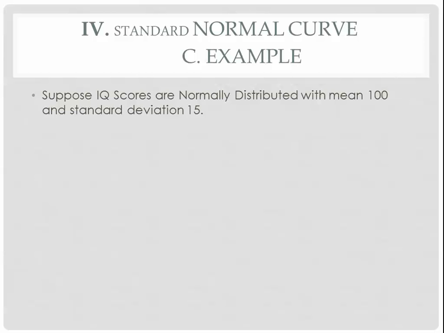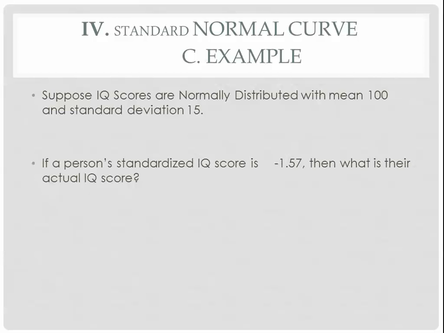So let's suppose that IQ scores are normally distributed with a mean of 100 and a standard deviation of 15. How about if we go backwards? How about if we have the standardized IQ score at -1.57 and we want their actual IQ score? In other words, we want to know the IQ score that's 1.57 standard deviations less than the mean. We use the same formula. It's just a different variable we're solving for now. A little bit more algebra, but we end up with 76.45.